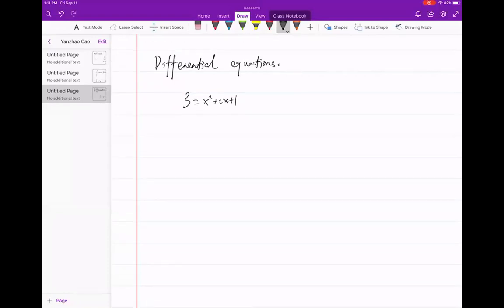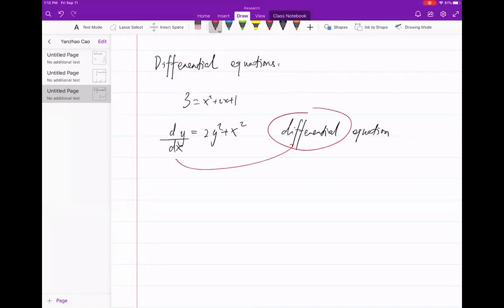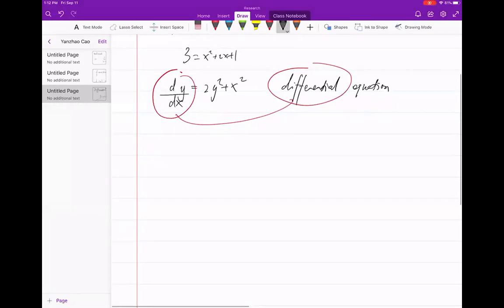Now for a differential equation, basically what we have is not only regular variables, but we also have the derivative of a variable. For example, dy over dx equals 2y squared plus x squared. Very well, this is going to be a differential equation. And clearly the differential equation part comes from this derivative here. That's basically what a differential equation is.